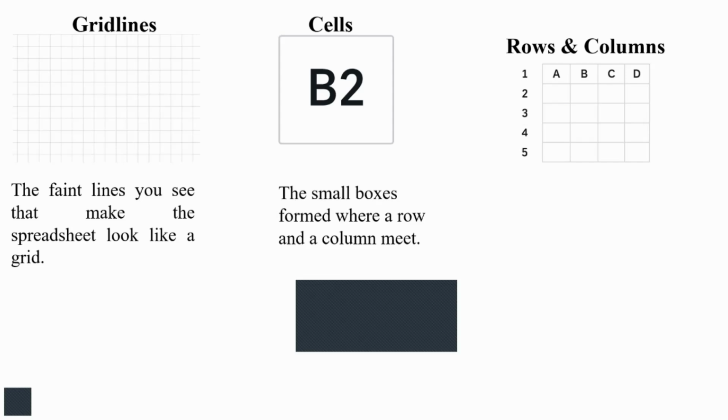Then rows and columns. When you open Microsoft Excel, this is how you will see it. The rows are horizontal, and they are numbered 1, 2, 3 and so on.